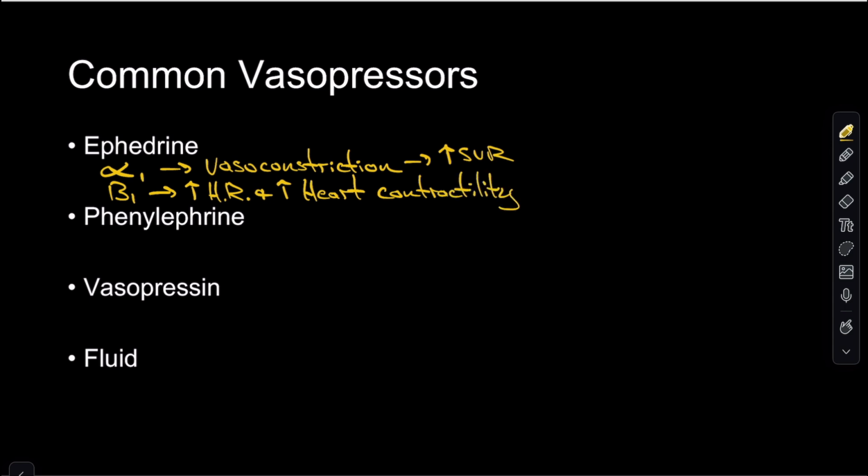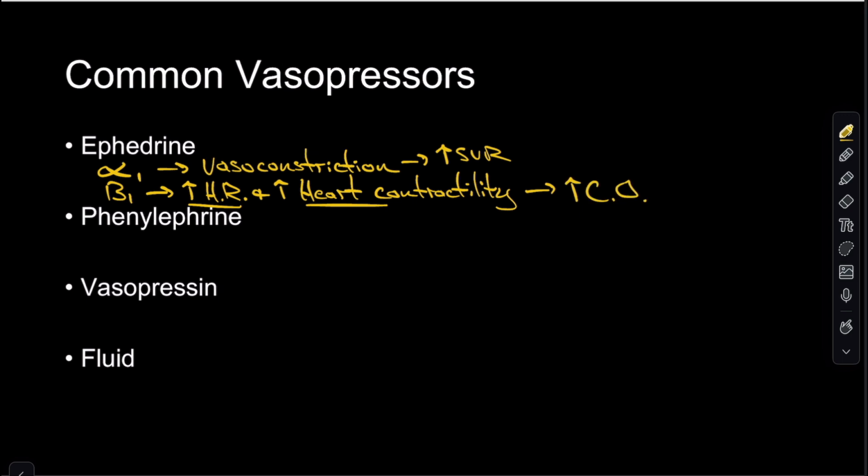So if you're increasing heart rate, as long as you're not becoming excessively tachycardic, that can increase your cardiac output. If you're increasing heart contractility, you can therefore increase your stroke volume because your heart is squeezing harder with each beat, ejecting more blood. Both of those would cause an increase in cardiac output, which would in turn increase your mean arterial pressure.